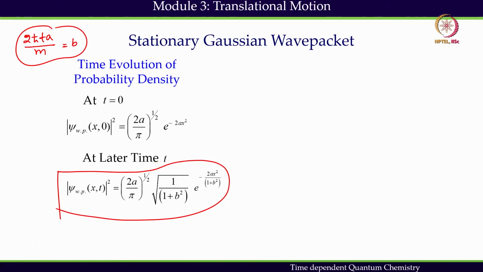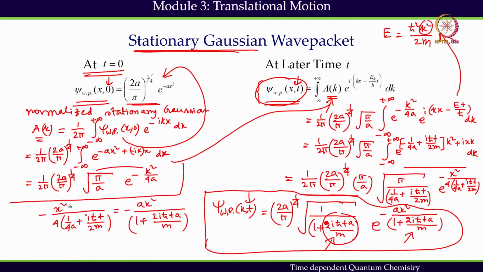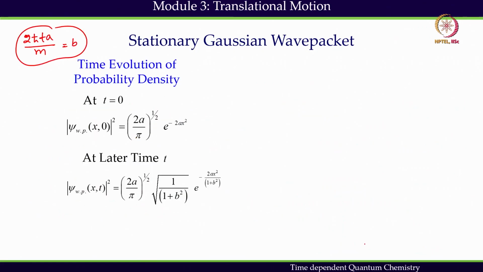No, this is density. So we haven't reached there yet. So first we have to represent in terms of b. So we'll represent this wave function in terms of b: psi wave packet x t equals (2a by pi) to the power 1 by 4, square root of 1 by 1 plus ib, e to the power minus a x square divided by 1 plus ib.